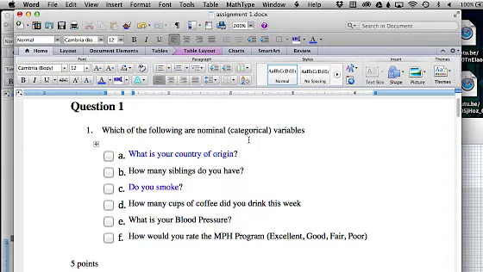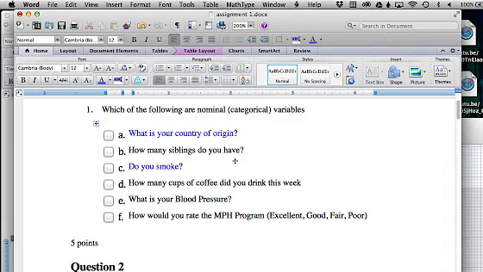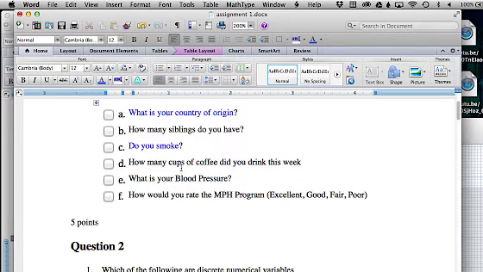Okay, for instance, this first question: which of the following are nominal or categorical variables? You can use those pretty much interchangeably. In other words, they define a variable that's either a category or a name. What's your country of origin? Well, clearly that's going to be a name. That's a nominal variable. Do you smoke? That's yes or no. Again, a nominal variable. Maybe it's easier to interpret as calling it a category. Yes, a smoker, not a smoker, and so on and so forth. And those are the only two there that are nominal variables.